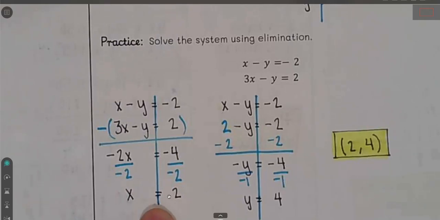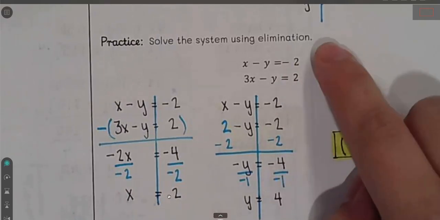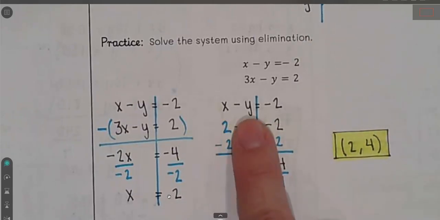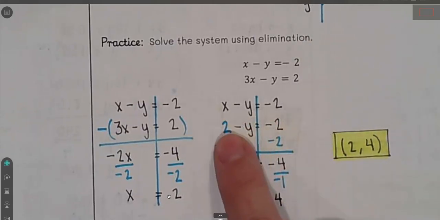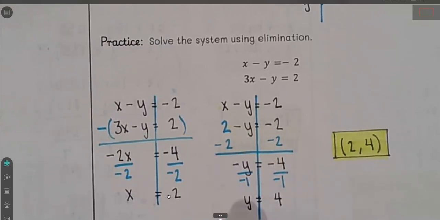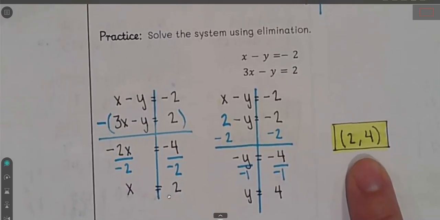Once you get a number answer, you can plug it into either equation. I just plugged it into the first one because it's a little easier. So, x minus y equals negative 2. 2 minus y equals negative 2. Subtract 2 from both sides. Divide by negative 1. y equals positive 4. So if you were to graph these, they would intersect at the point (2, 4).